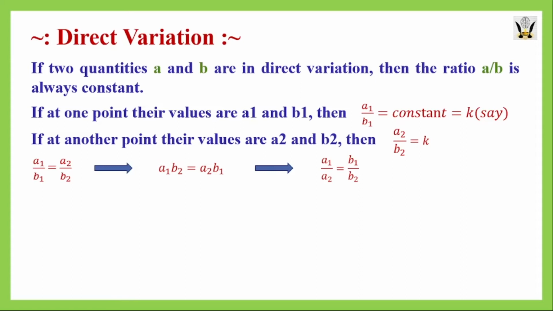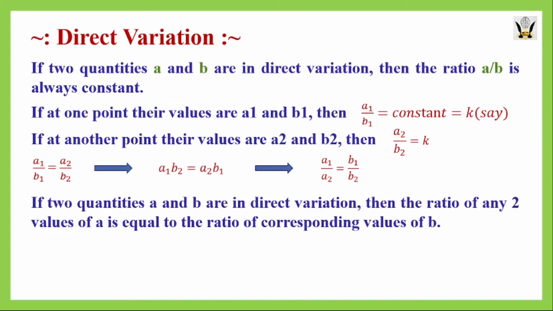Now here we have another criterion: the ratio of the same quantity having two values will be equal to the ratio of the other quantity having its own two values. So we can conclude this way, that if two quantities A and B are in direct variation, then the ratio of any two values of A is equal to the ratio of corresponding values of B. So it could be any two values of A, and then we have to take the corresponding values of B.